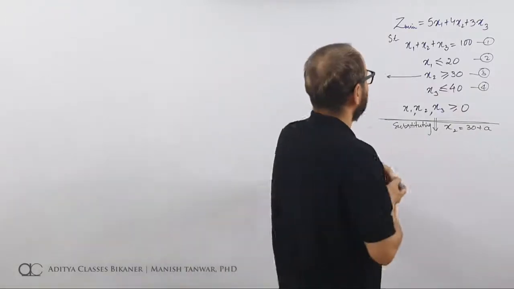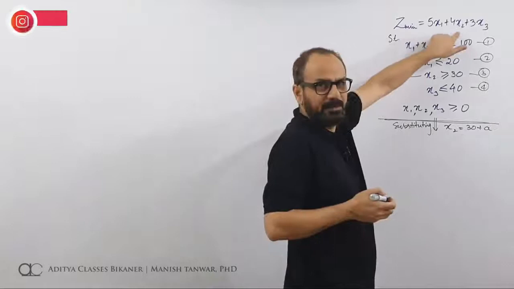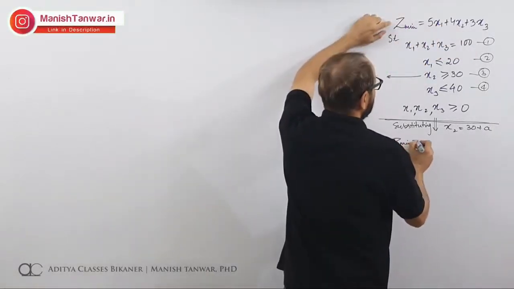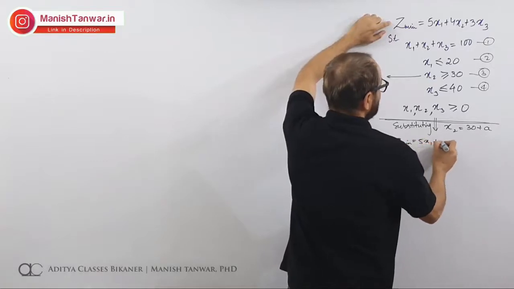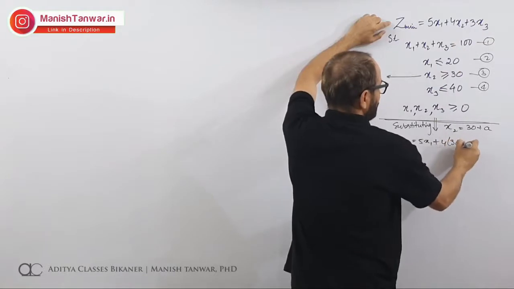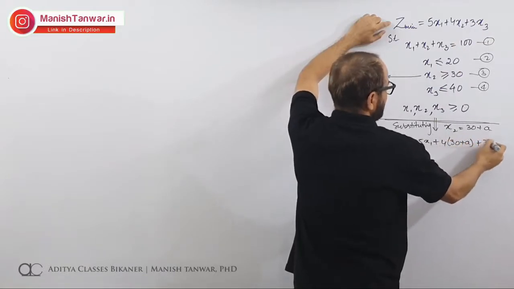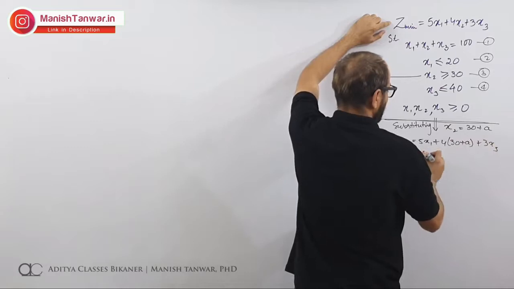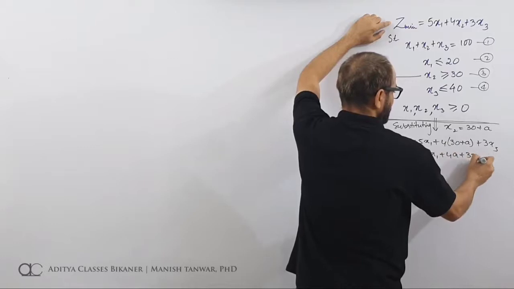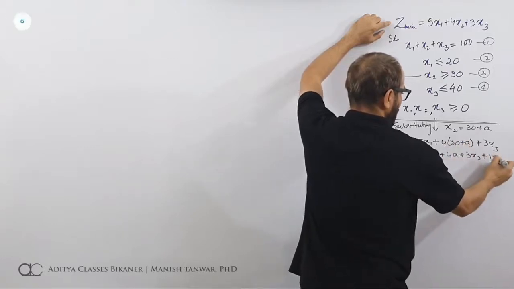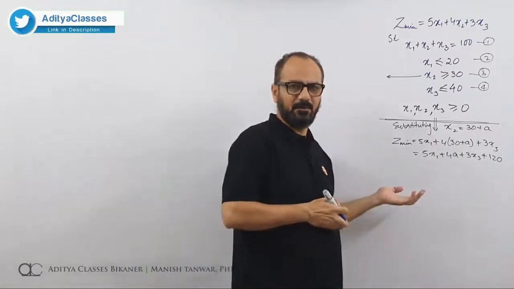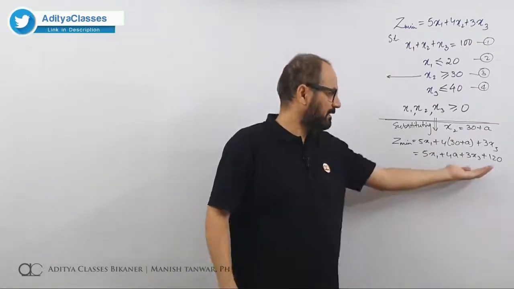x2 is equal to 30 plus a. We have an x2 over here. Our objective function will become zmin is equal to 5x1 plus 4x2. In place of x2, this time I am putting 30 plus a, plus 3x3, thereby making it 5x1 plus 4a plus 3x3 plus 120.